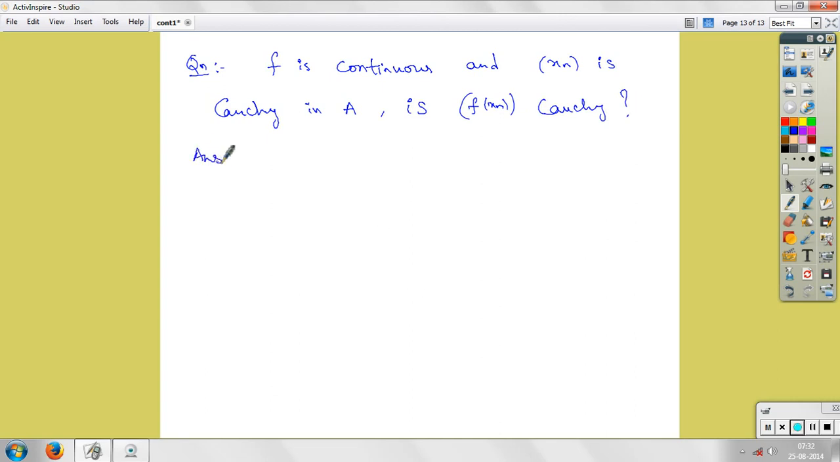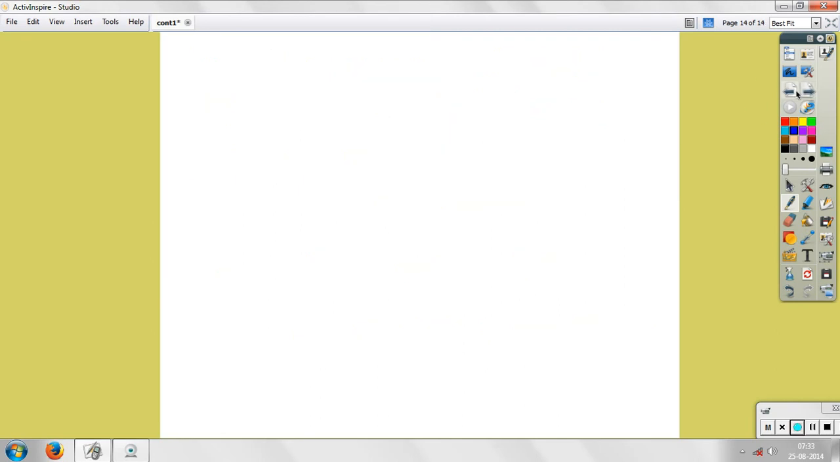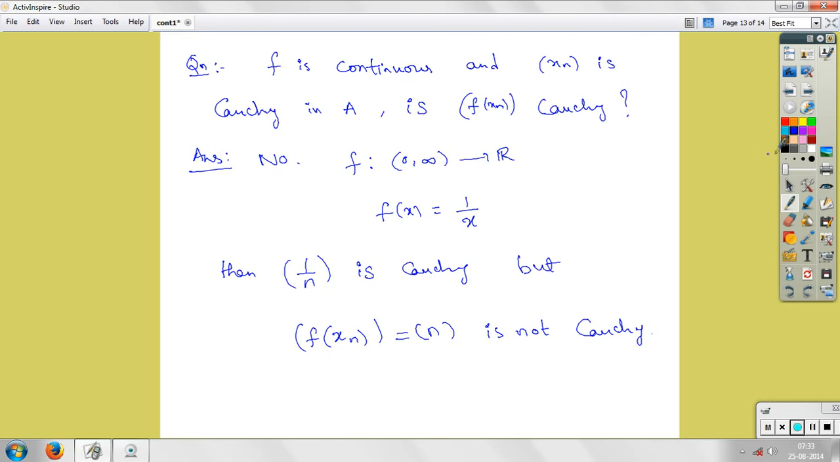So the answer is no, because take a function f that maps from 0 to infinity to R by f of x equals 1 upon x. Then we know that 1 upon n is a Cauchy sequence, but f of these xn's, which is n, is not bounded, so hence it is not Cauchy. So every continuous function need not take a Cauchy sequence to a Cauchy sequence.